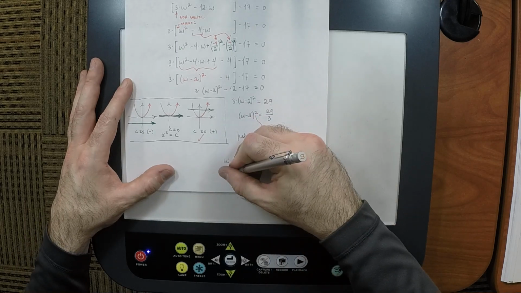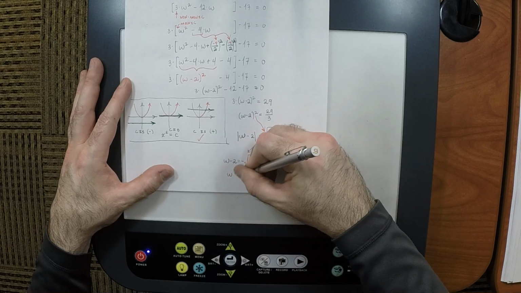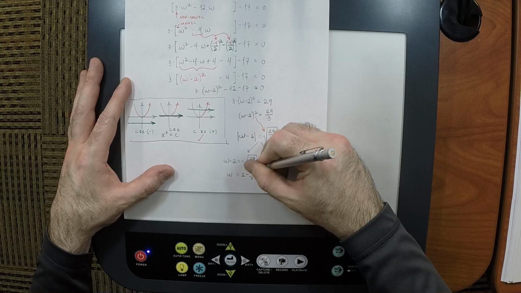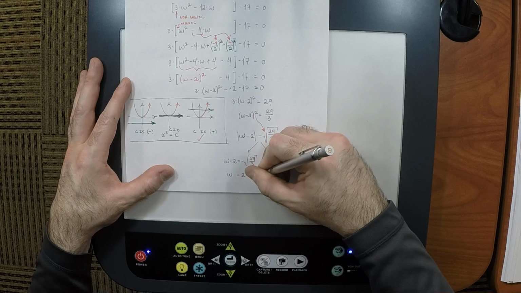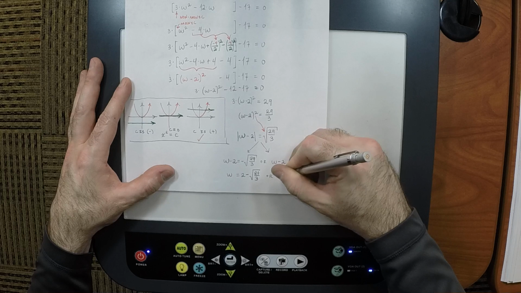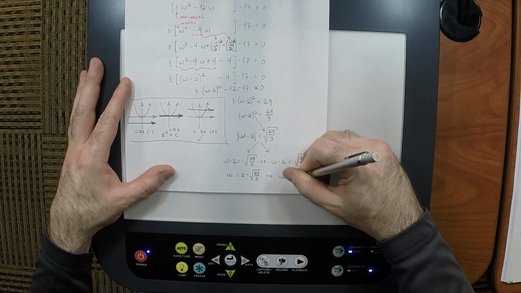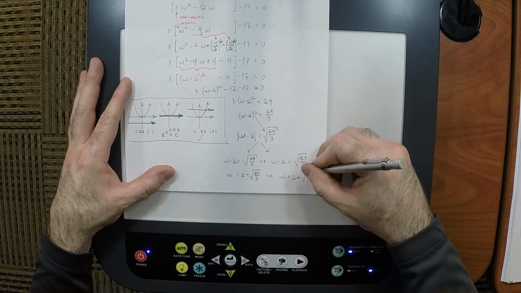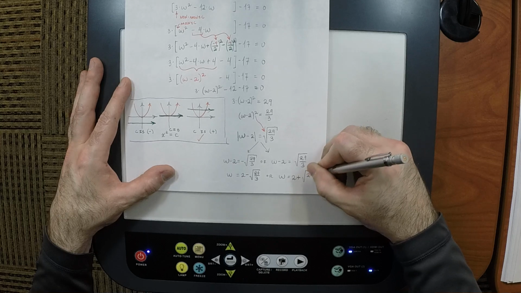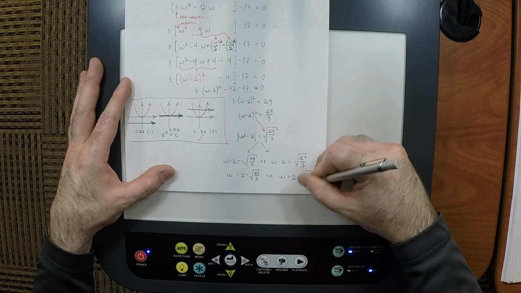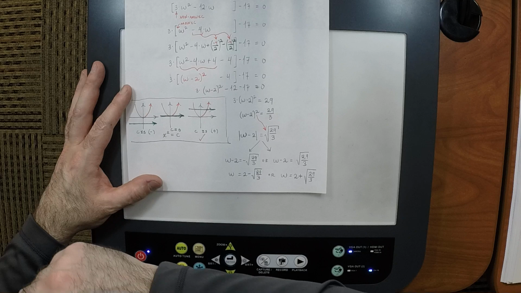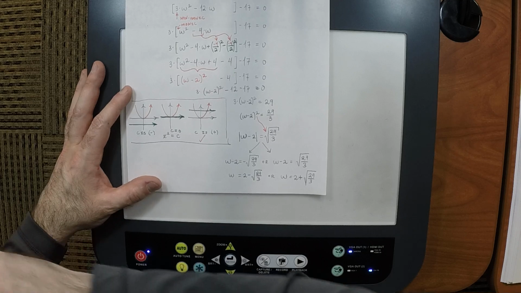So w is 2 minus the square root of 29 over 3, or w is 2 plus the square root of 29 over 3. All right.